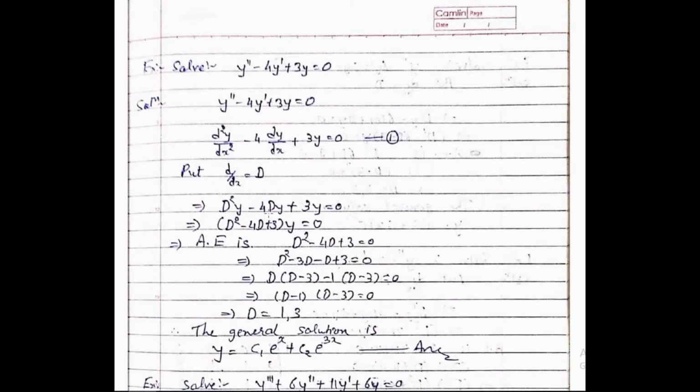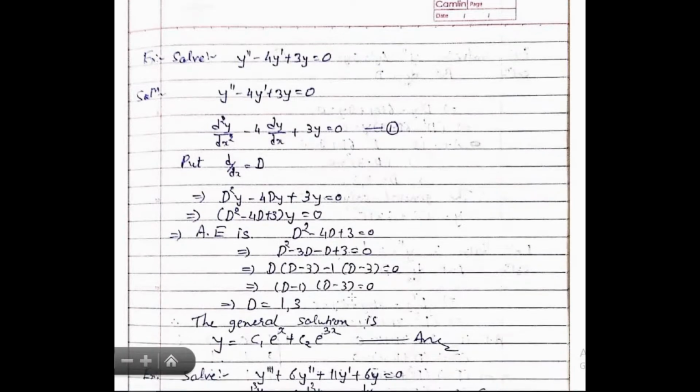See, whatever function of d you have here that is equal to 0 is called the auxiliary equation. That means f(d) is equal to 0 is your auxiliary equation. Now we have to factorize it. So 3 times 1 is 3. So d square minus 3d minus d plus 3 is equal to 0. So d common out, minus 1 common out, and we have two factors, d minus 1, d minus 3.